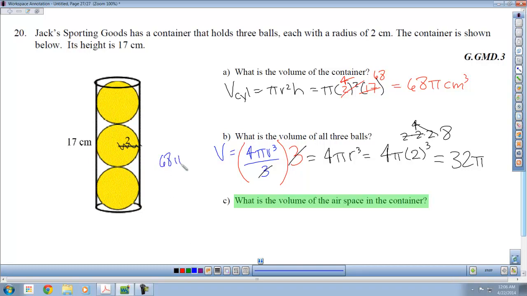We are going to do 68 pi minus 32 pi, and because they're both pi's, they're like terms, and we can subtract them. So 8 minus 2 is 6, and 6 minus 3 is 3, so we would get 36 pi. The volume of airspace would be 36 pi centimeters cubed, and that would be the answer for part C.